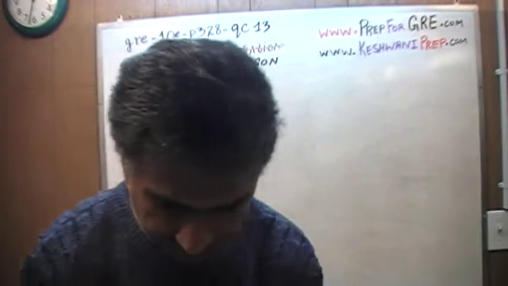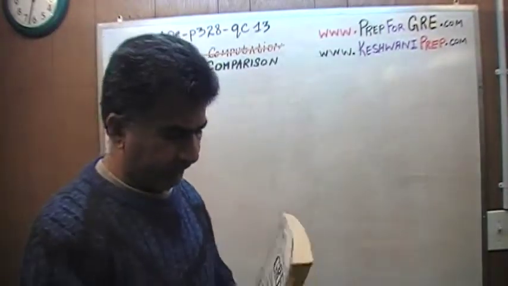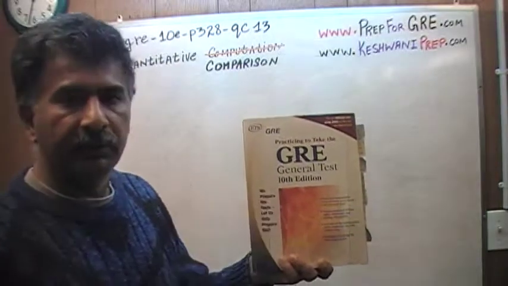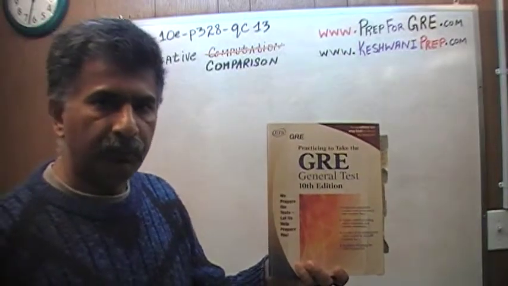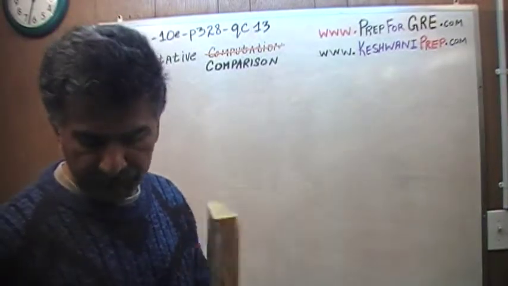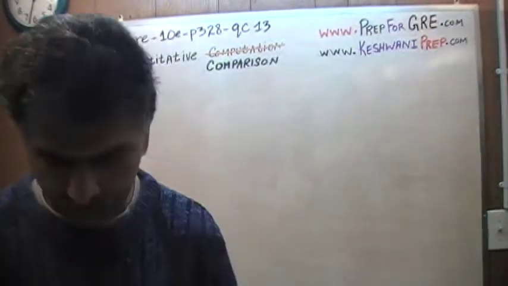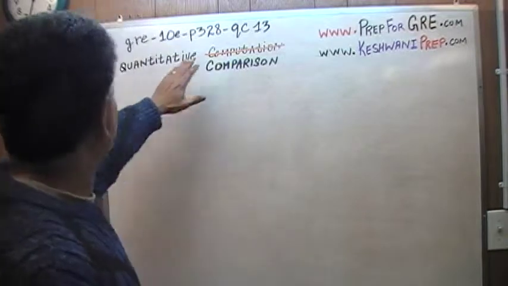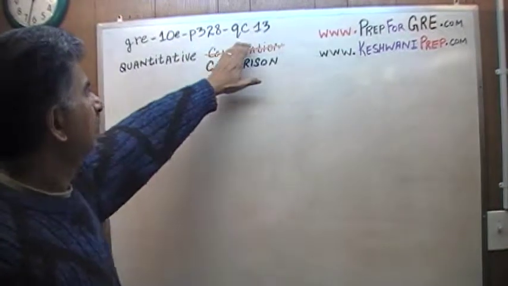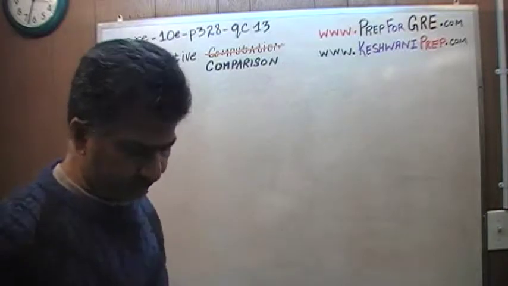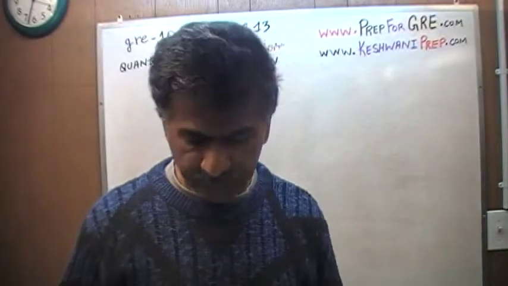I have been solving math problems for GRE out of this book here, practicing to take the GRE general test, the 10th edition. If you do not own this book already, purchase one immediately. The problem that I'm about to solve is the one that you're going to find on page number 328, quantitative comparison question, number 13. Let's take a look at this problem.